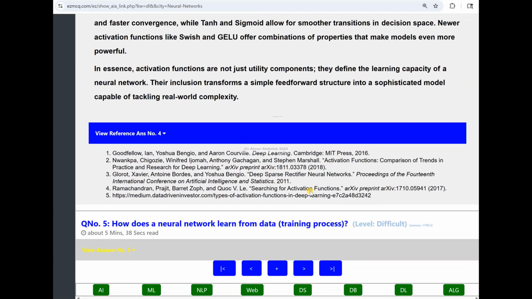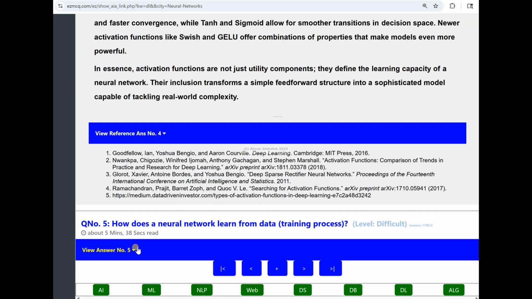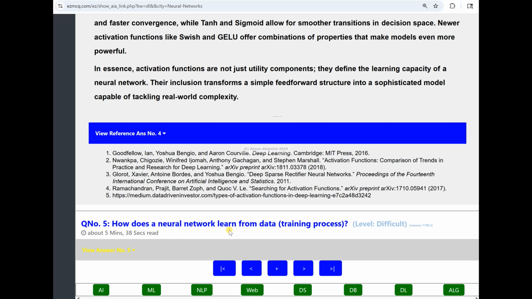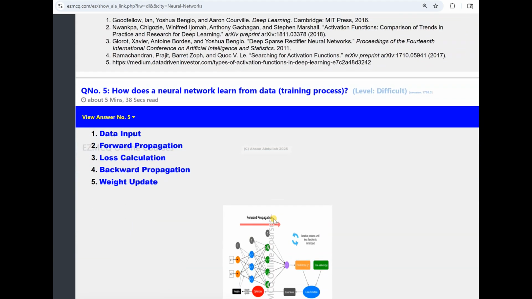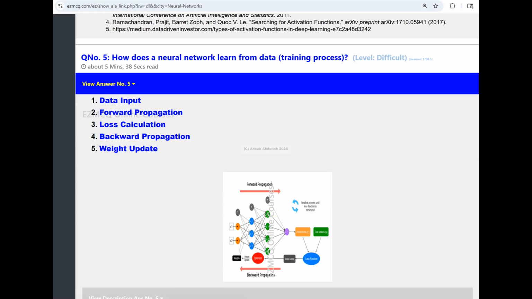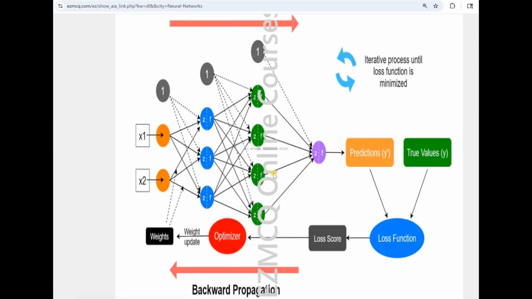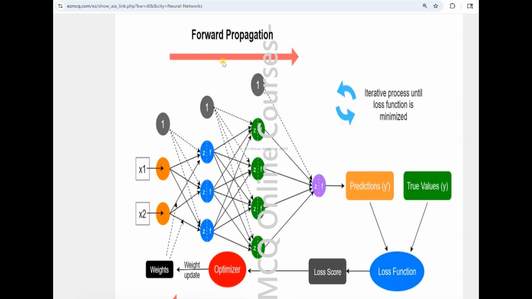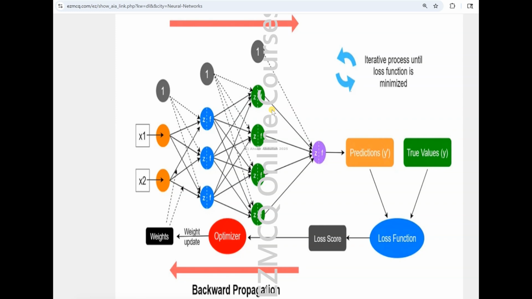So now we are towards the end of this subtopic, 4A. How does the neural network learn from data? What is the training process? Now we have covered this training process in the previous Q&A, but now we'll cover it in more detail. This is the forward and the backward propagation. We covered forward propagation in the previous Q&A. This is the forward propagation, and this is the backward or back propagation.